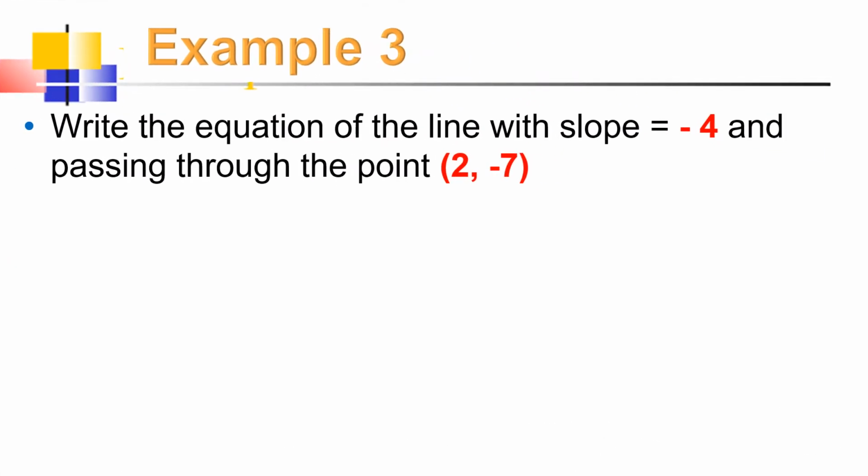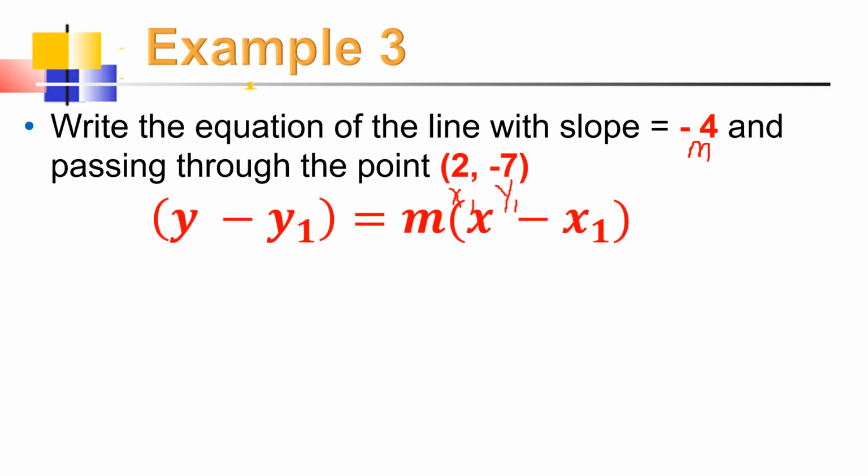Let's try another example. So, we have write the equation of the line with slope negative 4 and passing through the point 2 and negative 7. So, ito yung m natin, yung negative 4. Tapos po yung x sub 1 natin ay 2. Yung y sub 1 natin ay negative 7. So, gamitin lang natin yung point slope formula to find the equation of the line.